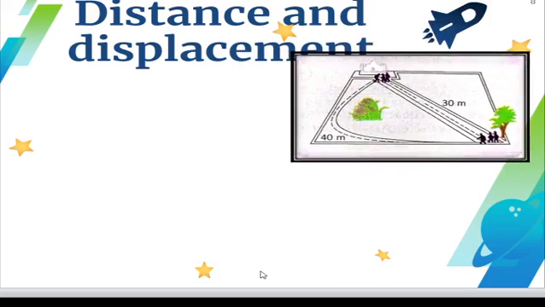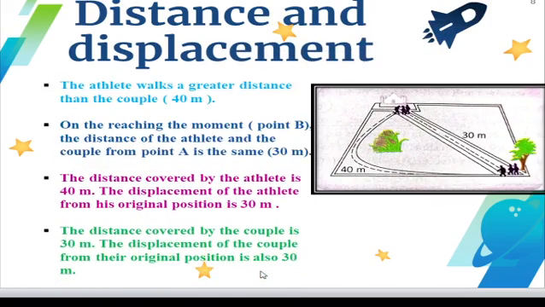Distance and displacement, further we will discuss. Suppose one example: the couple moving in a straight way 30 meter and another person, an athlete, moving another way, that is 40 meter. From this picture we can easily understand: the distance is 30 meter. Both the athlete and the couple may reach the point 30 meter, but the straight line is the distance. The other way is displacement. 40 meter is the displacement, that is the distance and the displacement.